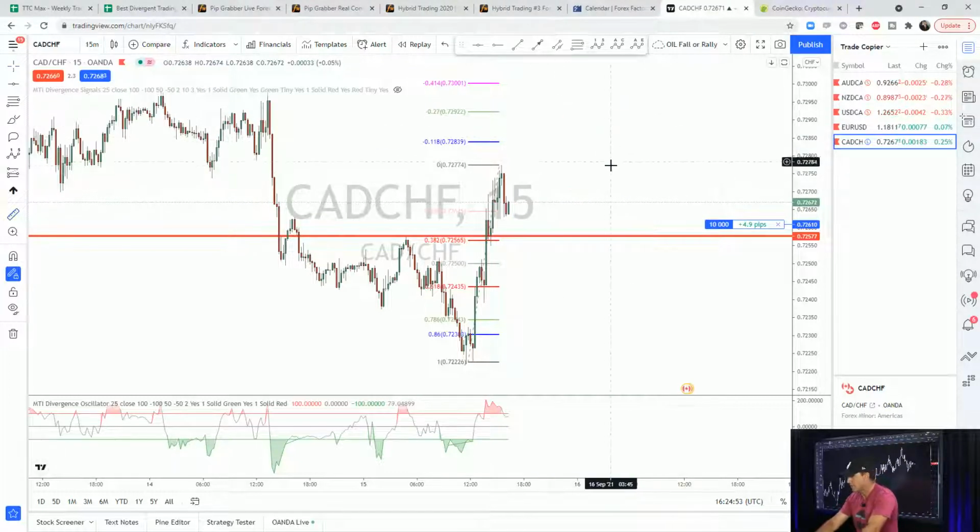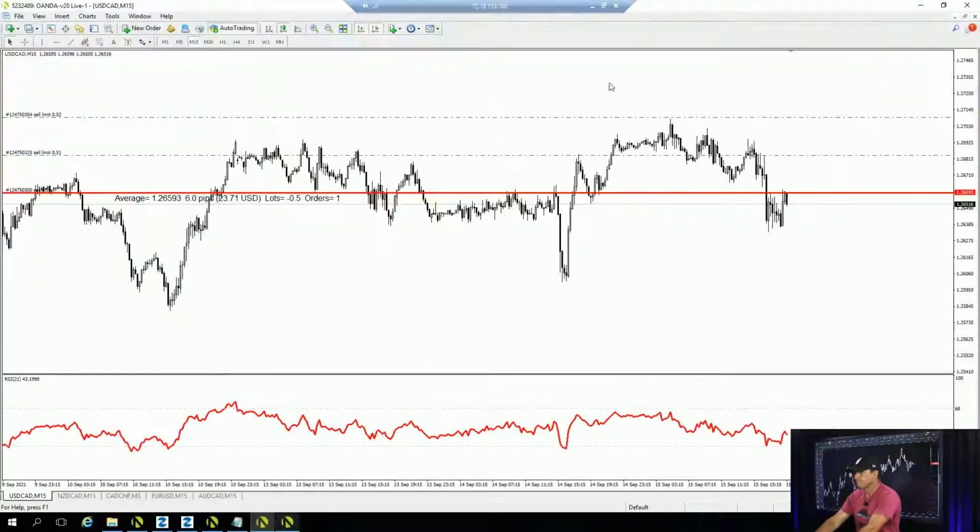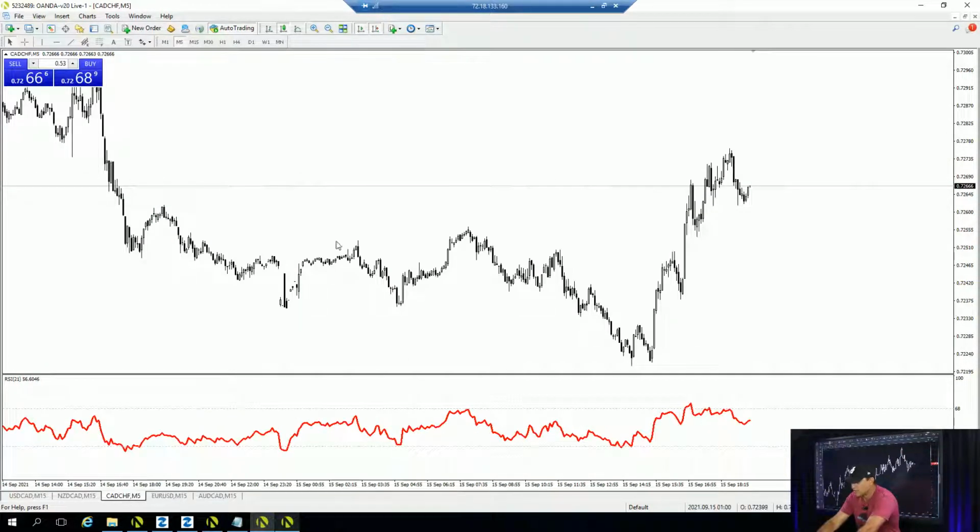So I'm going to jump back into that trading account. Now, remember, I'm already in on this, and I'm up 4.9 pips on this trade. But I want to do a little cherry-picking of trades, and I want to cherry-pick this one right here on the Canadian Swiss. So I go to my other trading account, and I go to the Canadian Swiss right here. By the way, we're up 6 pips on that trade on the US dollar CAD. But let's go to the Canadian Swiss.